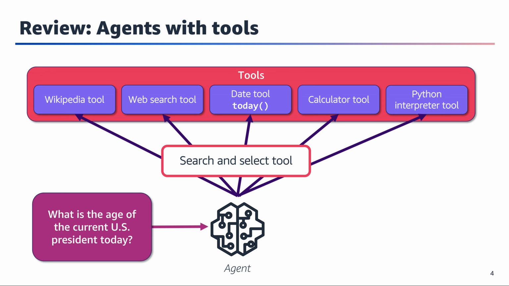The example question about the U.S. president's age demonstrates how these tools might work together, potentially using the web search tool for birth date information, the date tool for current date, and the calculator for age computation. This represents the foundation of how AI agents can leverage multiple tools to provide accurate and up-to-date information.